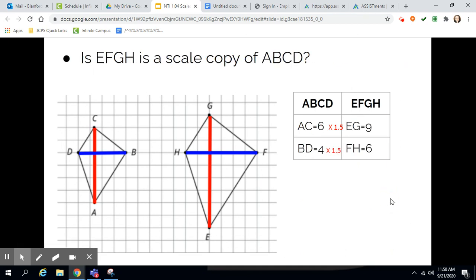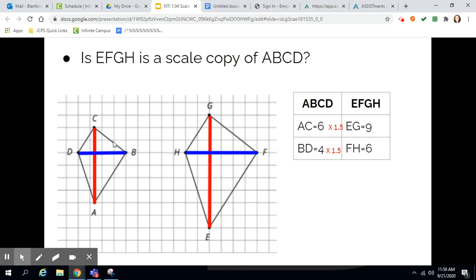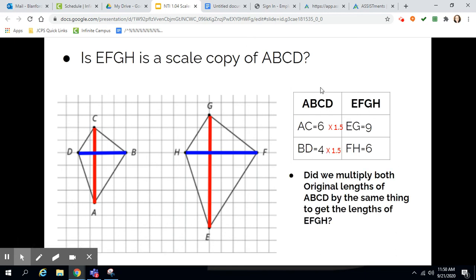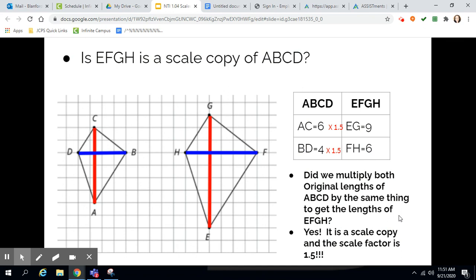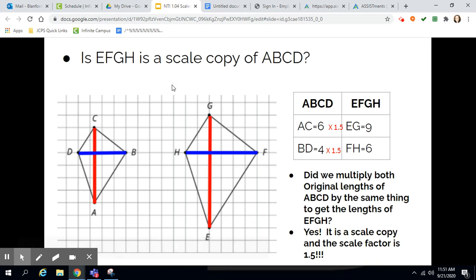So the last step is we have to decide, is this a scale copy of this? So is EFGH a scale copy of ABCD? Well, did we multiply both of the original lengths by the same number to get EFGH? Yes, we did. So that means it is a scale copy, and the scale factor is 1 1/2 or 1.5. And I'm noticing that if the scale factor is 1.5, it actually means that this got bigger. It's 1 1/2 times the size of the original.